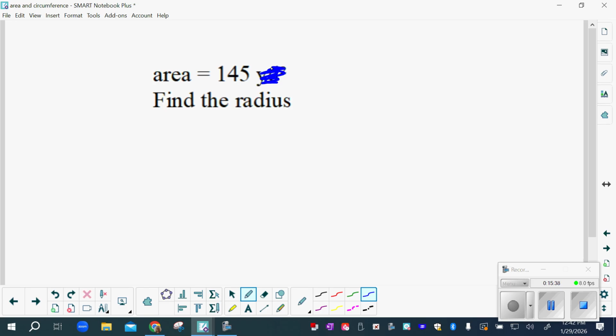Yeah. Here's what we're going to do. We're going to do the same thing, but we're not using circumference. We're using area. Everyone right now, write this down. Area equals pi, and look what I'm going to do, r squared. It's telling me what the area is. Pop out the A and put in 145.